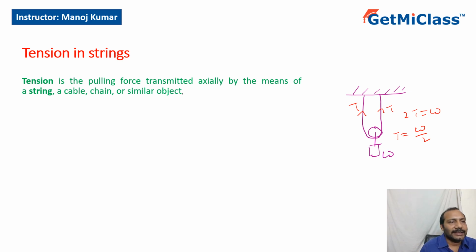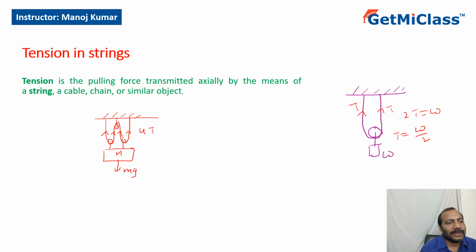Now let me take another situation where I have more number of strings than this. So let's say I have something of this kind, right? All pulleys are massless, all strings are also massless. I have a mass M hanging to this. Now there are 4 strings upwards. So what will be the total tension? 4T upwards. What is the weight?